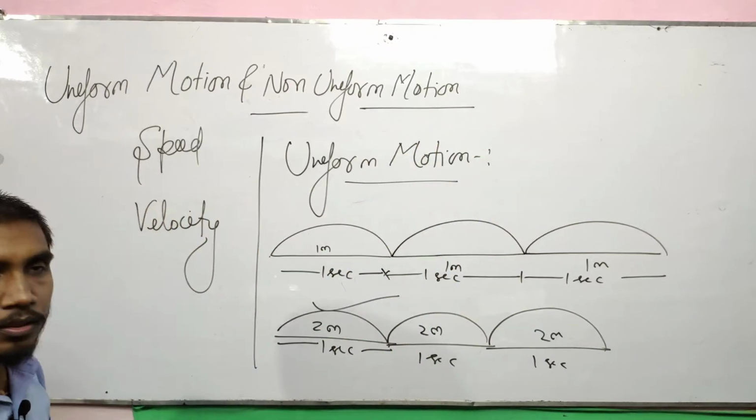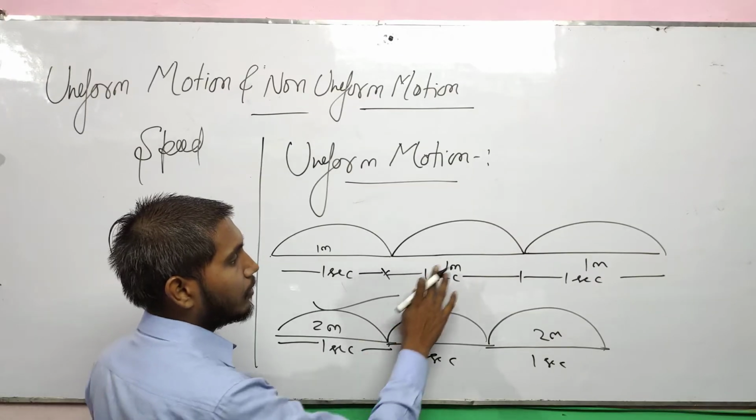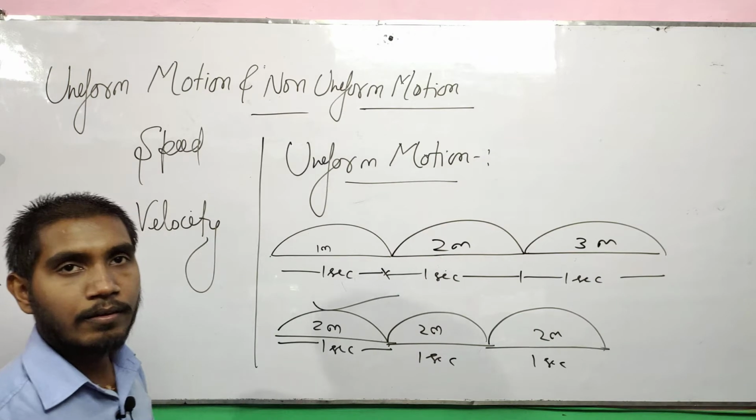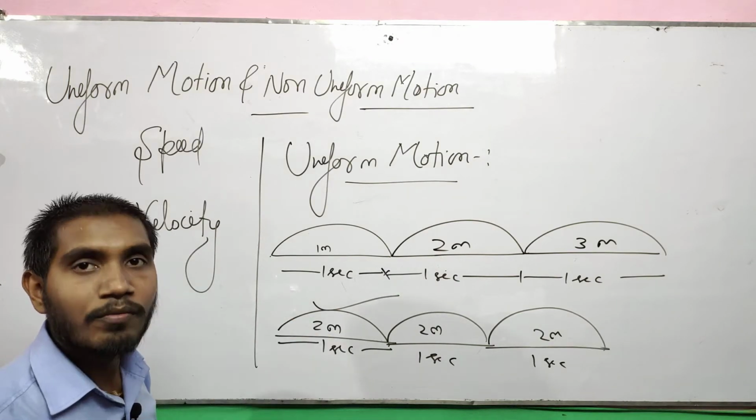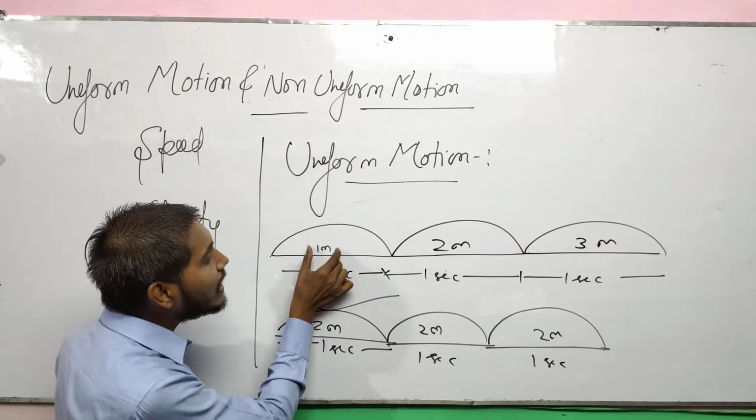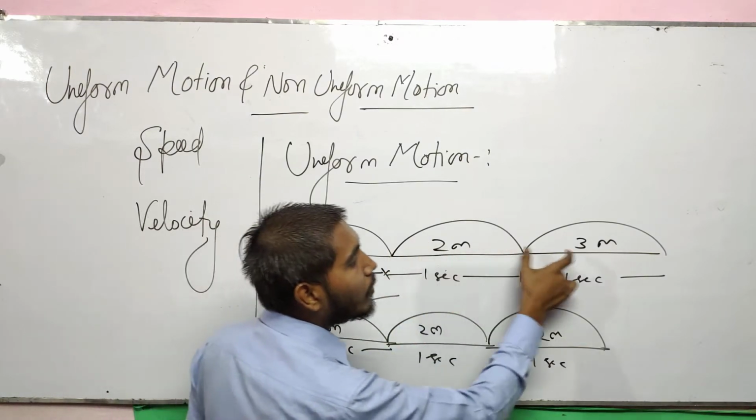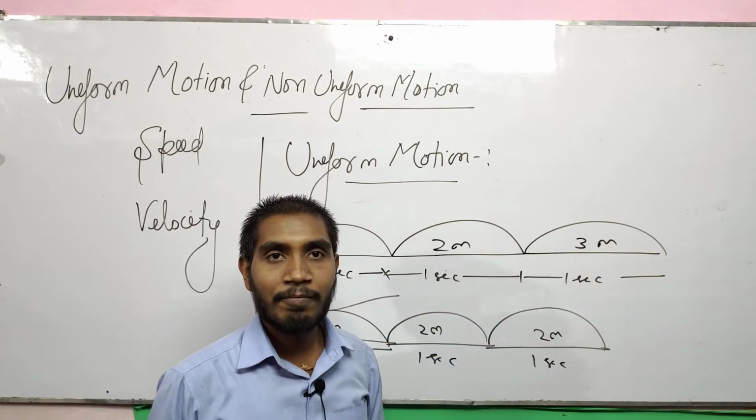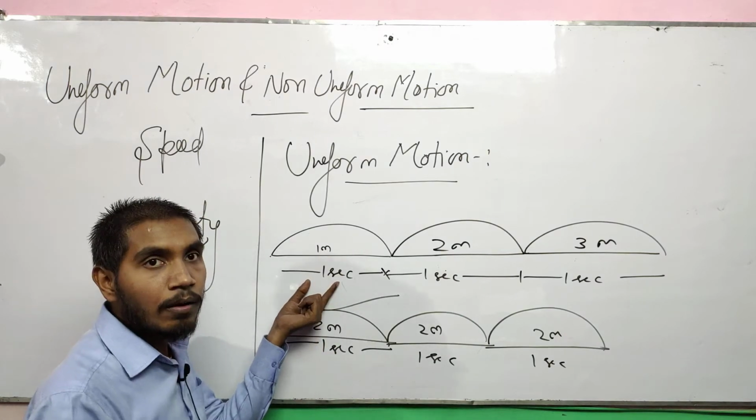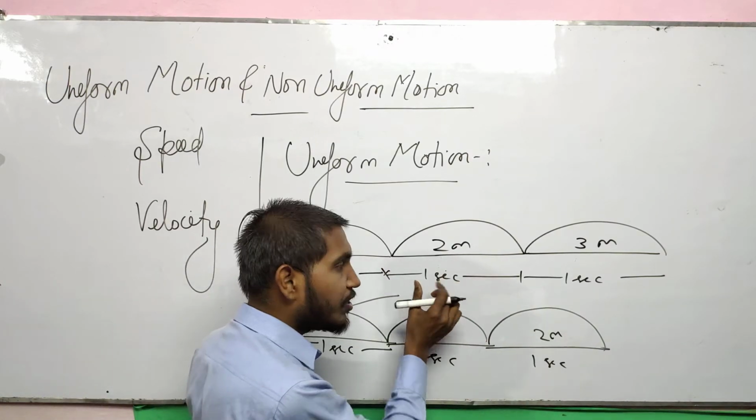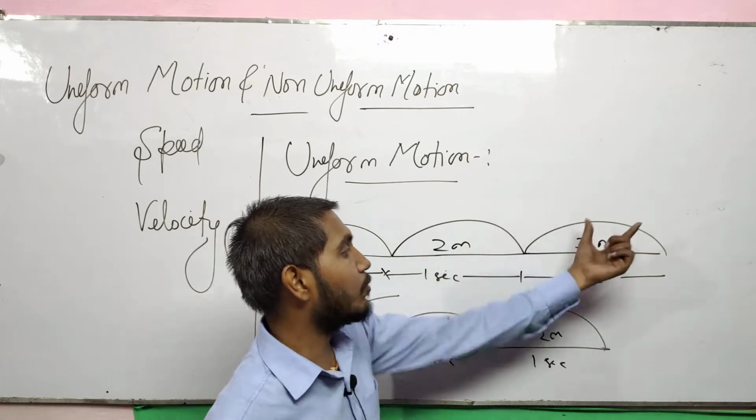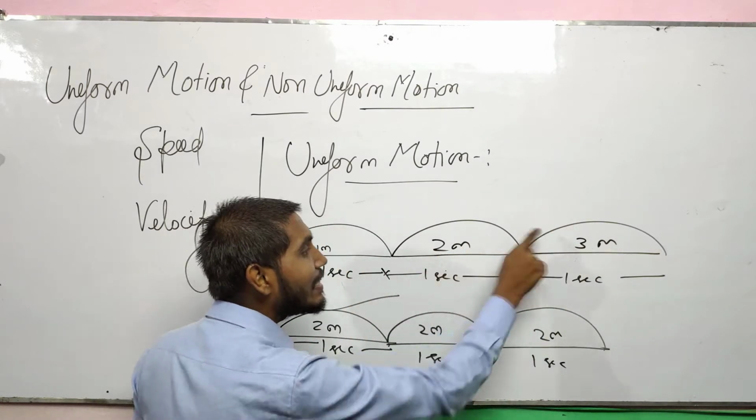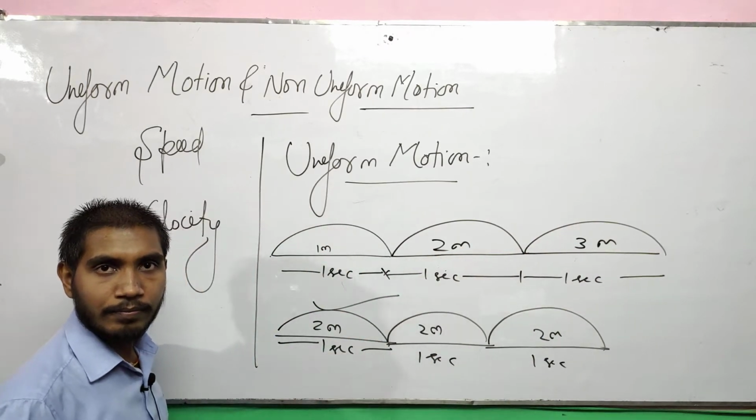What is non-uniform motion? Let this be 1 meter, this 2 meter, this 3 meter. When any object covered unequal distance in equal interval of time, in first second covered 1 meter, in the next second, also of duration 1 second, covered 2 meter, in the next 1 second covered 3 meter. So is this distance equal? No, this distance is unequal.